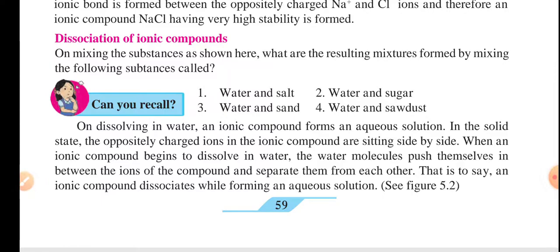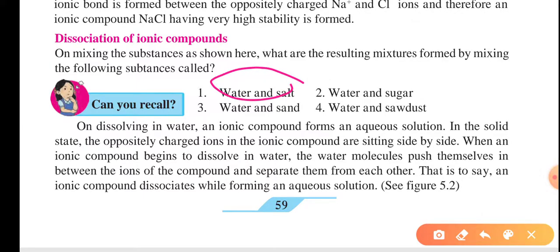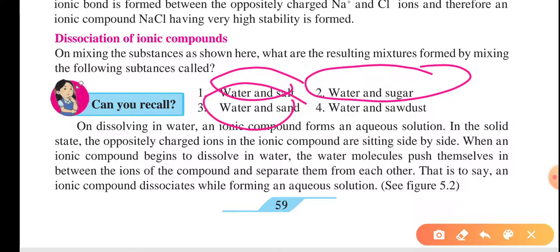Now we will look at dissociation of ionic compounds. On mixing the substances shown here, what are the resulting mixtures called? If you mix water and salt, does the salt get completely dissolved in the water? Yes. If we mix water and sugar, does the sugar dissolve completely in the water? Yes. The next is water and sand.